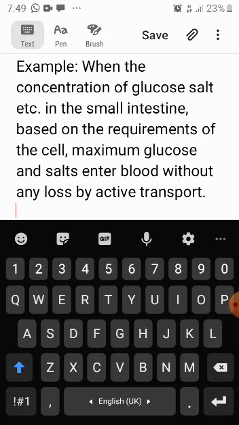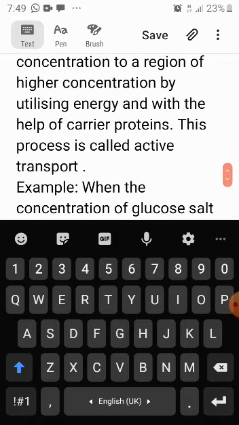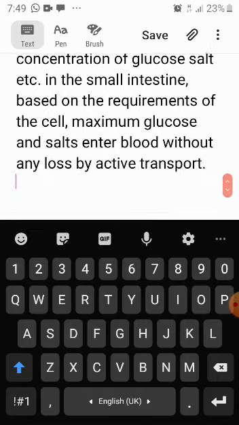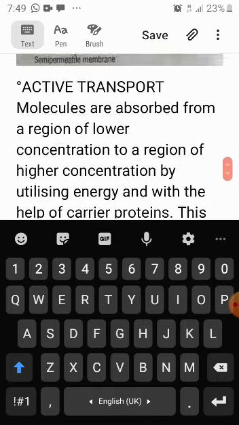Now we have studied different methods of absorption. First one is simple diffusion. Second one is facilitated diffusion. Third one is osmosis. And last one is active transport.